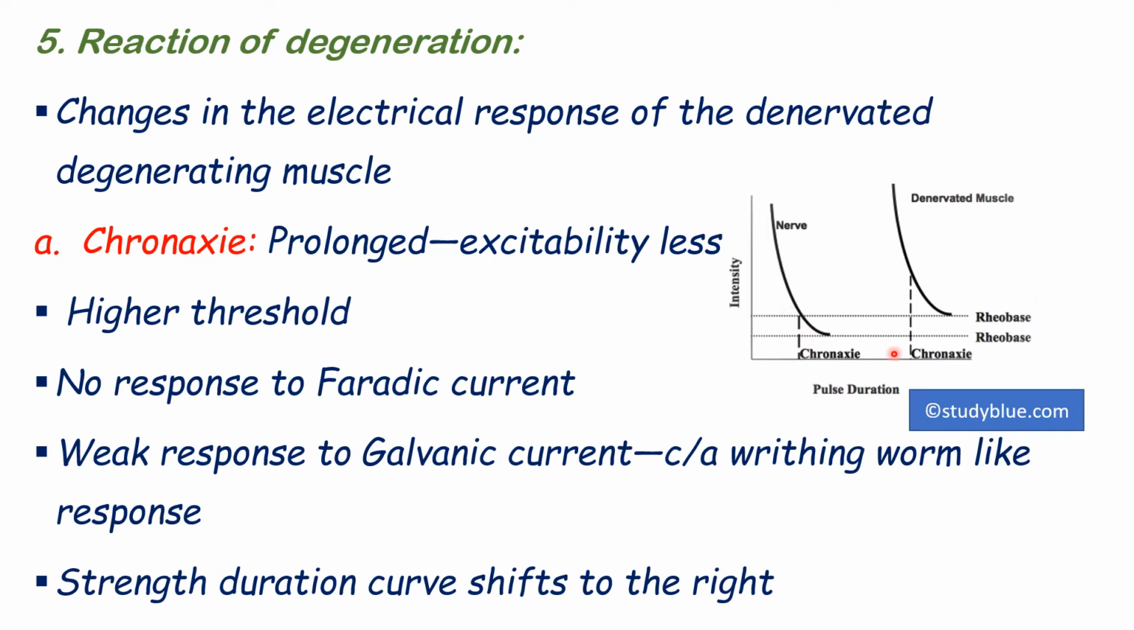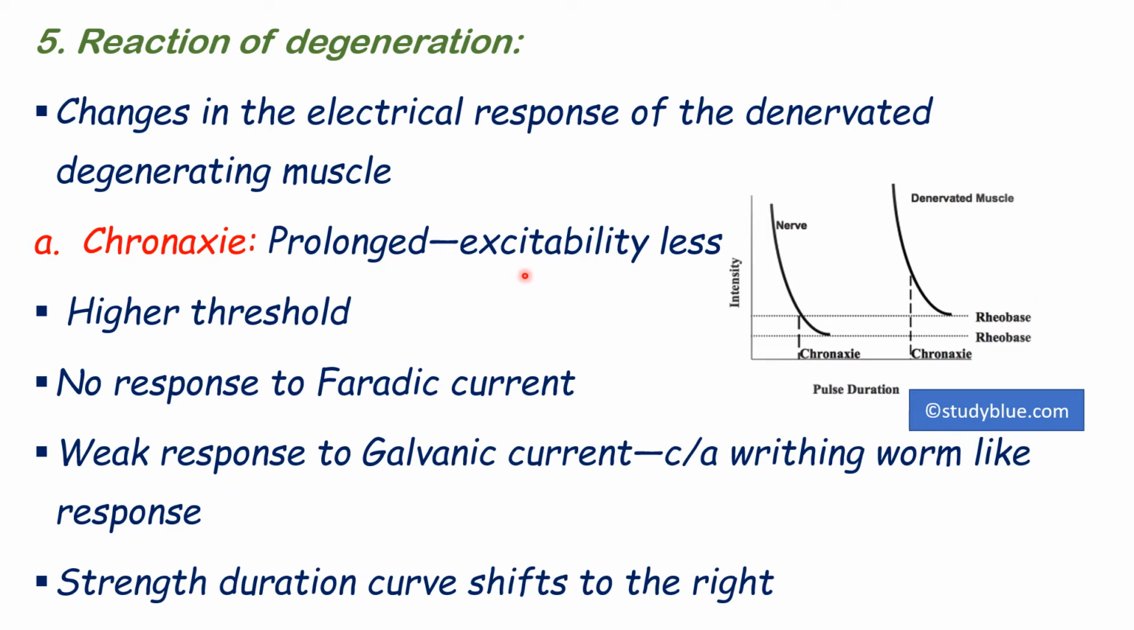We will not be discussing the strength duration curve; I'm just giving the examples. So here the excitability is less, so chronaxie is prolonged. In the muscles, already the chronaxie is prolonged as compared to the nerves, because in the nerves the chronaxie is shorter as compared to muscles and they have the greater excitability as compared to the muscles.